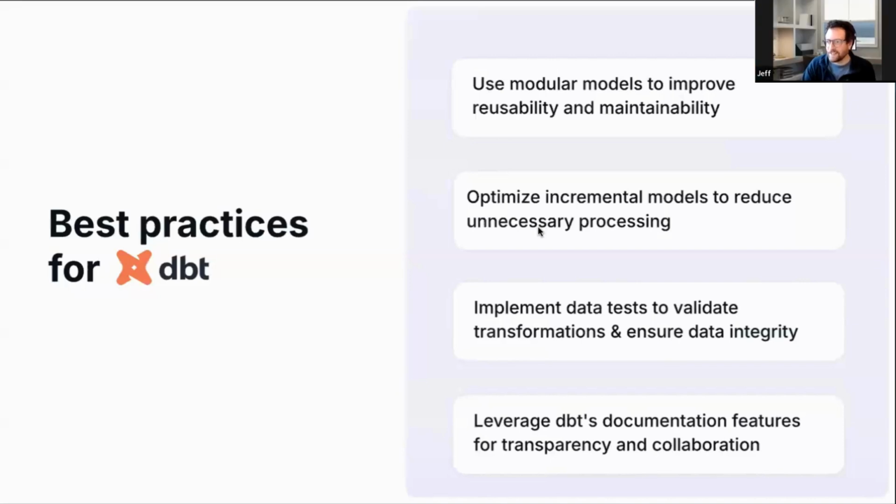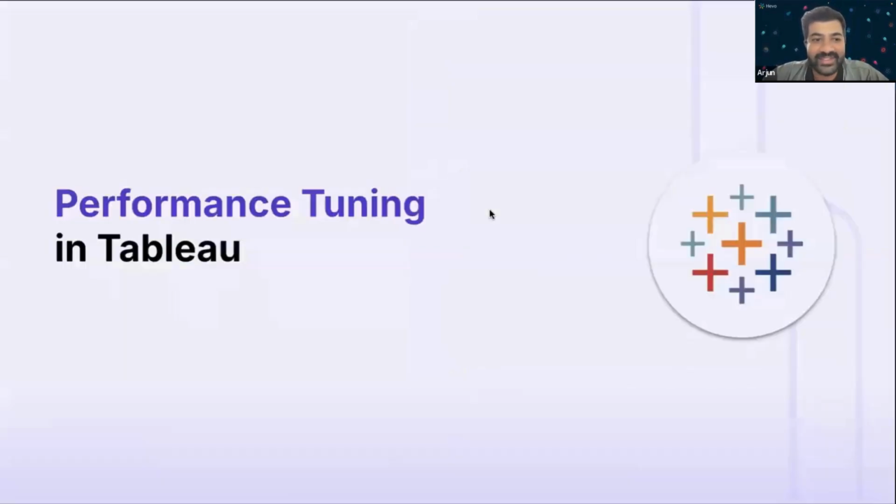So that's a fun, quick example without going into any confidentiality details. Fair enough. Let's skip over the Jinja part because we are going to face a time constraint here. In the interest of time, let's move on to our next interesting topic, which is performance tuning in Tableau.